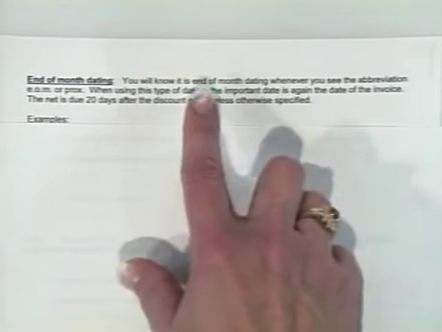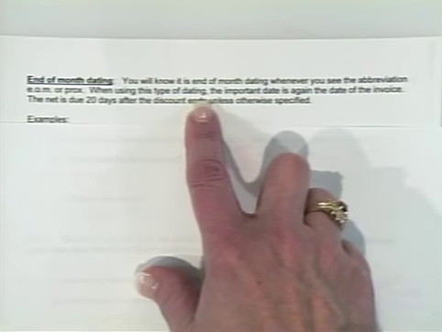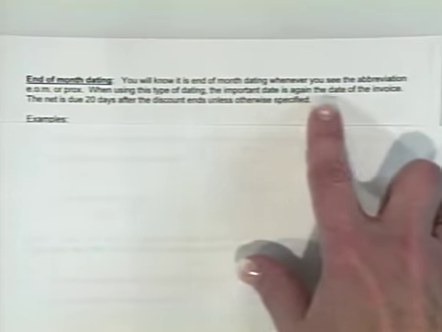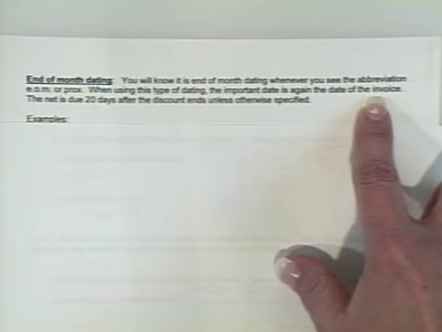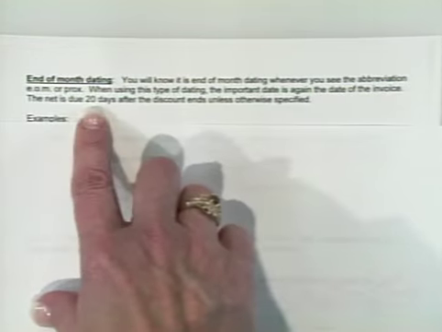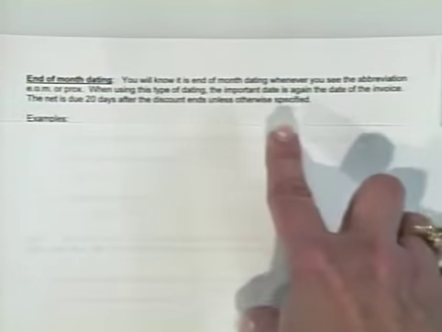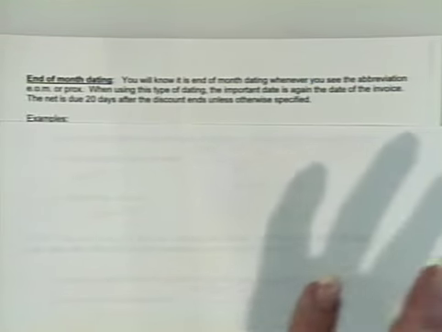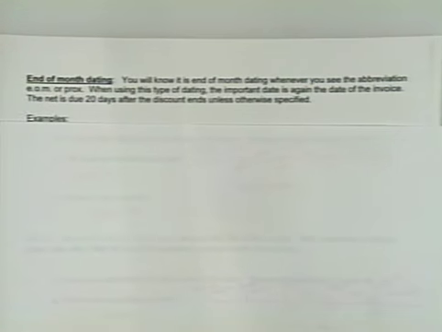Now we have to have some exceptions to make it, of course, extremely confusing. When using this type of dating, the important date, again, is the date of the invoice, because the net is due 20 days after the discount ends. But we look at the invoice date, but we start counting at the end of the month from the invoice date. Okay, let's try one of these.